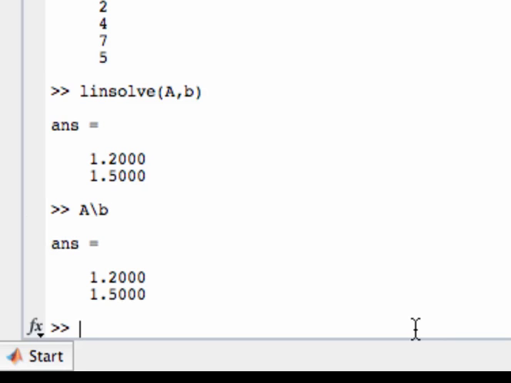Now what are those numbers? Well, remember the first entry in the solution vector was m, and the second one was b. So this was a little lowercase b, not the vector b. And so what this is telling us here is that the slope of my line of best fit is 1.2, and my y-intercept would be 1.5. So we would be looking at the line y equals 1.2x plus 1.5.